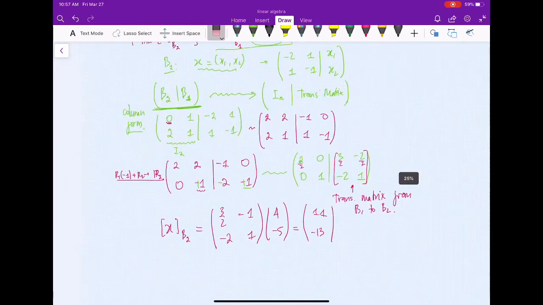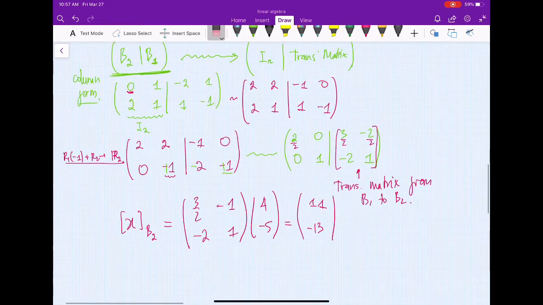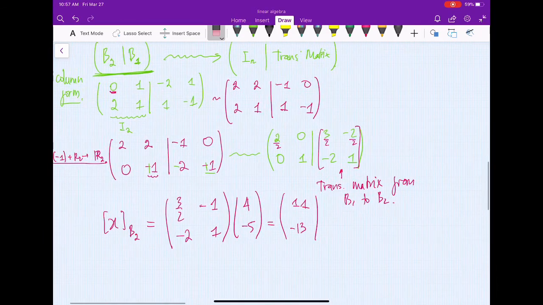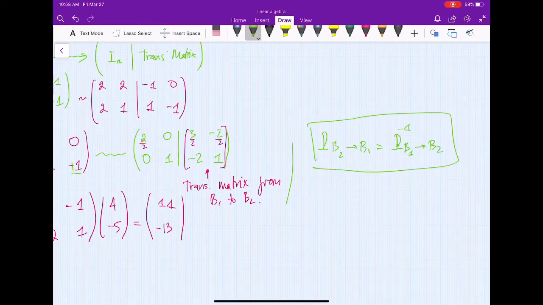Of course, if you have the transition matrix from B1 to B2, you can find the transition matrix from B2 to B1, right? Let me remind you about that. The transition matrix from B2 to B1 is just the inverse of the transition matrix from B1 to B2. Okay, that is very simple.